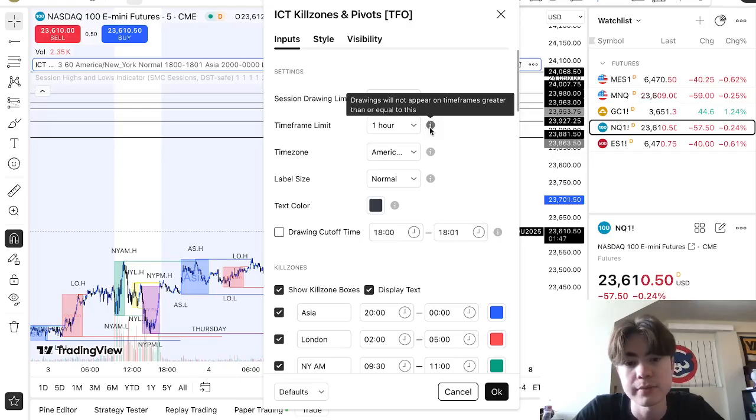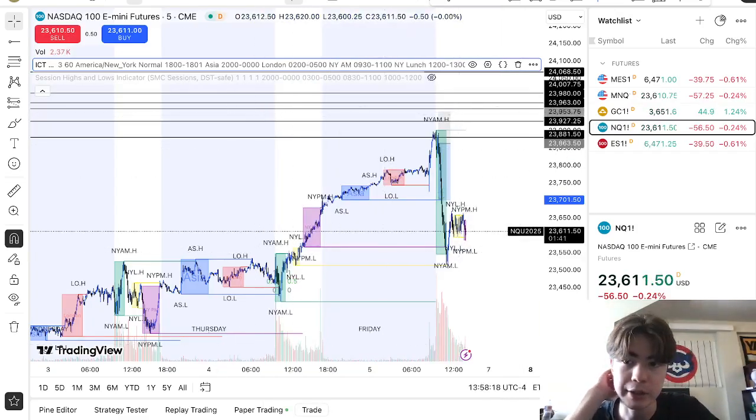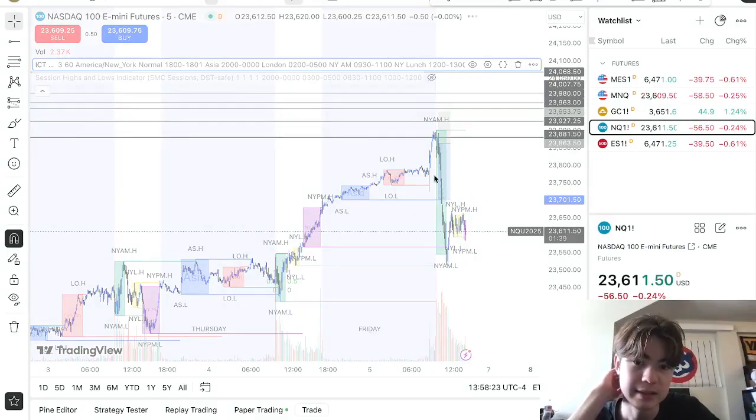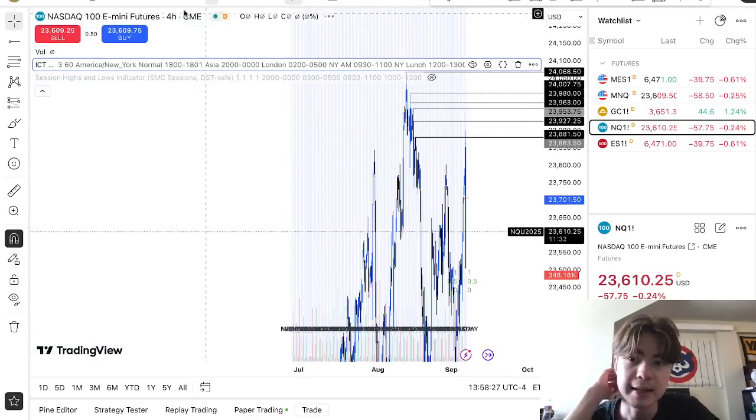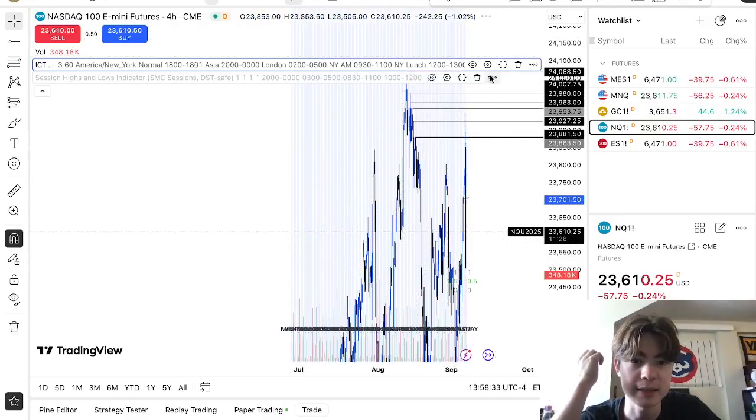Drawings will not appear on time frames greater than or equal to this. So that means if you go on the 1 hour, this is the only time frame that you're going to be able to see the indicator on, or like the final time frame. If you go to the 4 hour, the indicator disappears. If that makes sense. It's not loading, but basically it says that every time frame up until the 1 hour will show this indicator, and anything higher than the 1 hour, the indicator will not appear. So you can change settings like those.